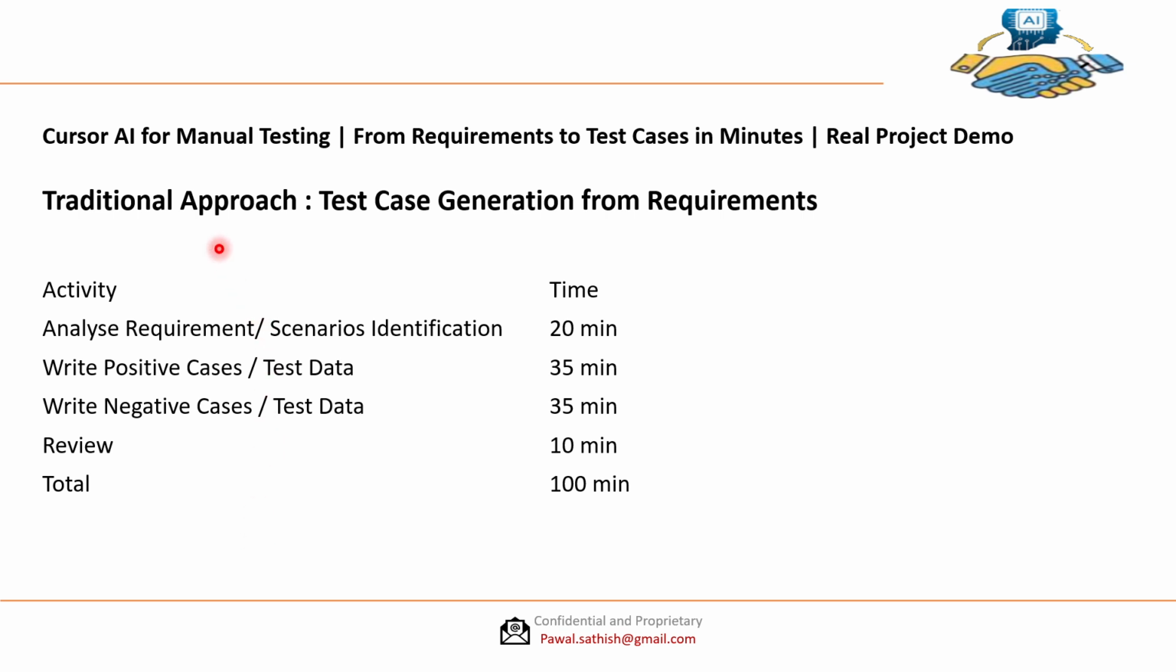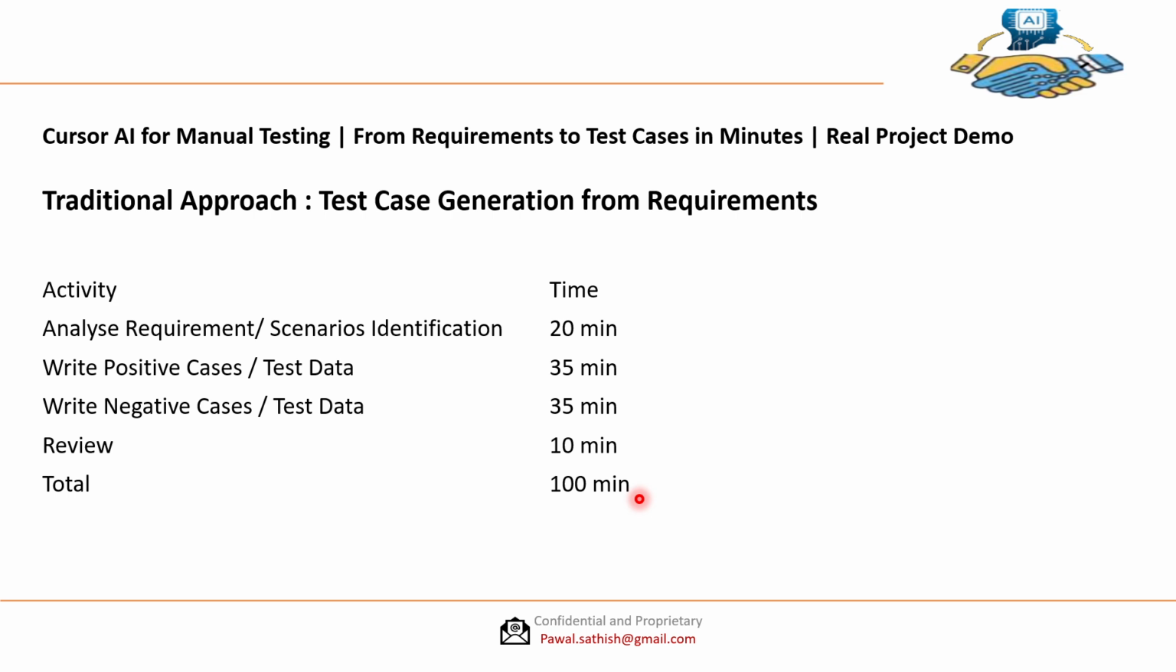Now I have identified the approximate time. Suppose we got a user story and we start the analysis for a simple user story. To perform the analysis, the requirements and scenarios identification takes approximately 20 minutes. To identify the positive test cases along with the test data, and negative test cases along with the test data, approximately it is taking 35 minutes. Then for review, I have considered only 10 minutes. So overall, from requirements to complete test case design, along with the review, it is taking approximately 100 minutes for a simple test case.